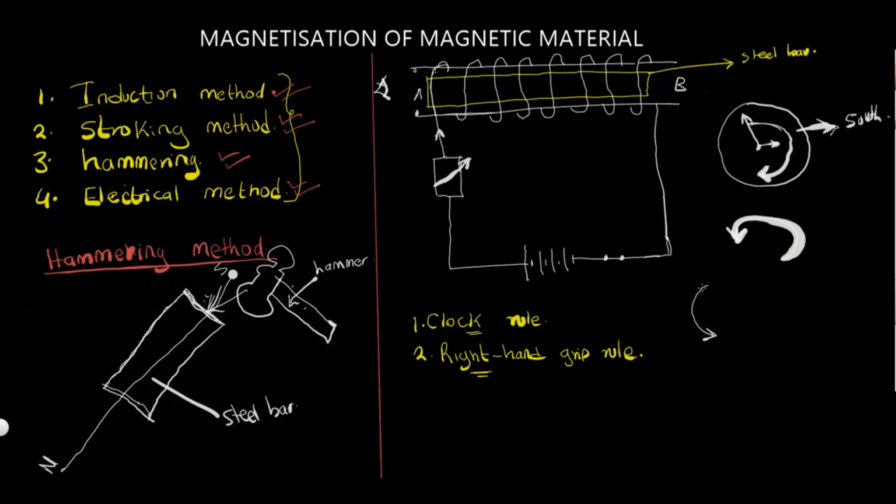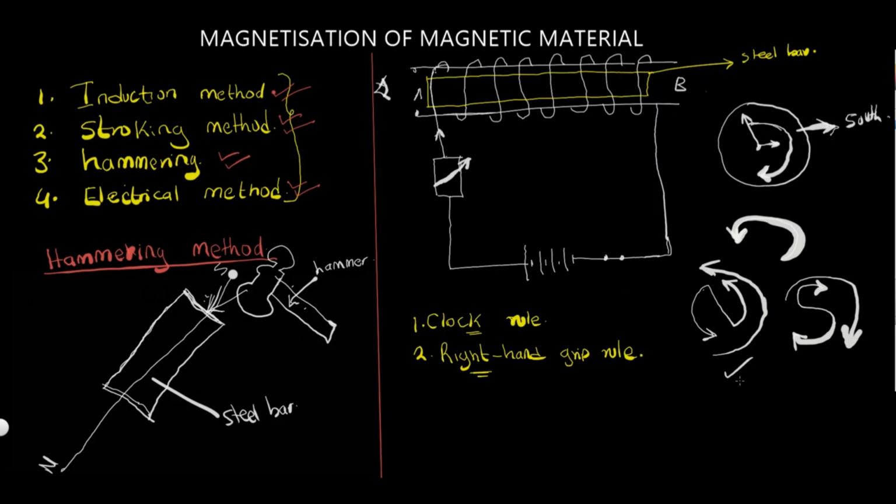So this one represents the N, and then you can draw it like that. So the north pole is in anti-clockwise direction, and the south pole will be in clockwise direction. So this is flowing in this direction. If it is in clockwise direction, then it is the south pole, and if it is in the anti-clockwise direction, then that is the north pole.